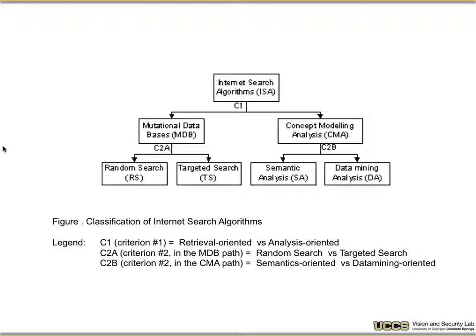So for example, if we're looking at internet search algorithms, I could start at some high level. I could look at those that are separated based on whether they're using multi-relational databases, or doing conceptual modeling analysis. I could look at things that did random searches and targeted searches. You basically come up with some way of ordering them that you can tell a story about.